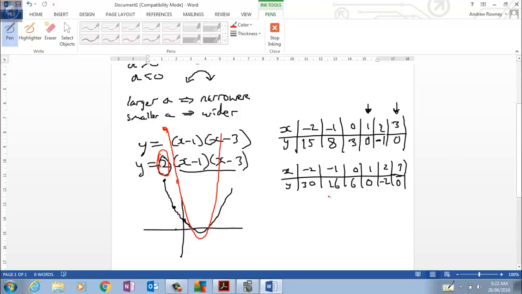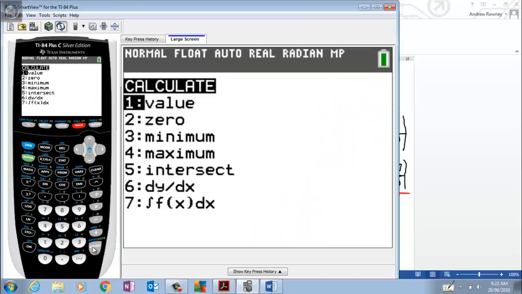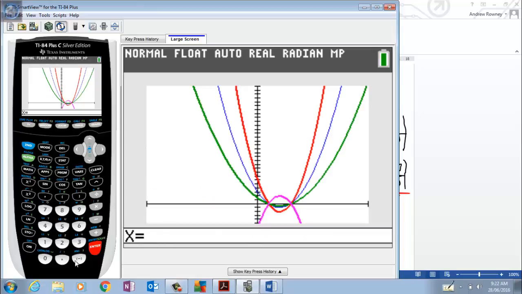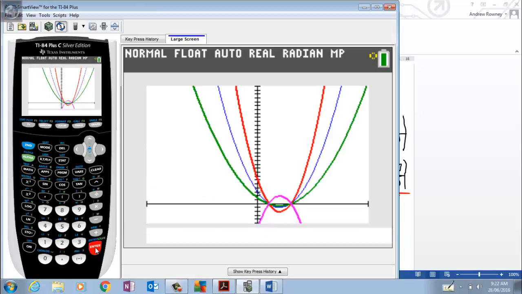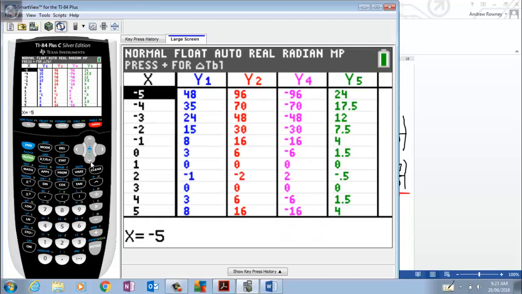Notice all these values here I did manually. You can get those values off the graphics calculator by doing this. You could go second calc and you go value, and we could do when x equals minus 2 equals, and it gives you 15. Another way of getting the values would be using the table. Go second table, and there's all your values there for all the different graphs we've put up. So when x is minus 2, the y value is 15, whereas in the other one it's 30, it doubles.